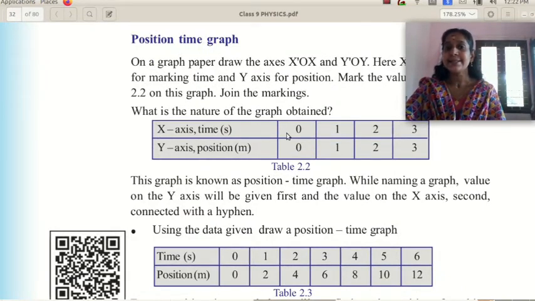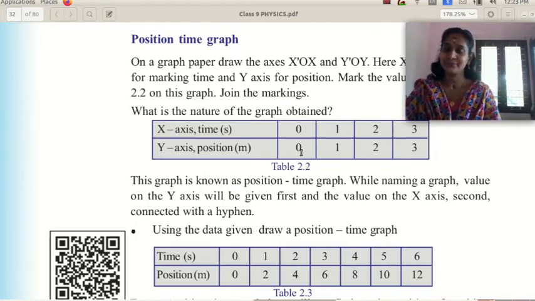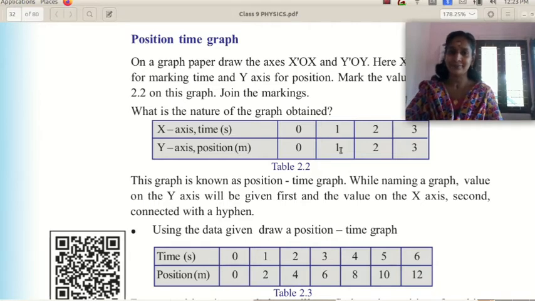So, on the x-axis, time is taken here, 0, 1, 2, 3 like that. And on the y-axis, position is taken, 0, 1, 2, 3. If an object is moving, for example, at 0 second, this object is at 0 position. For example, we can consider a ball. At 0 second, the ball is not moving. At 1 second, it moved 1 meter. At the second second, it moved to 2 meters. At the third second, it moved to 3 meters. It moved 3 meters. So, its position is 3.